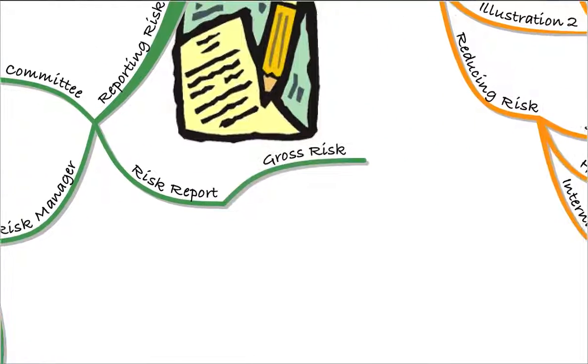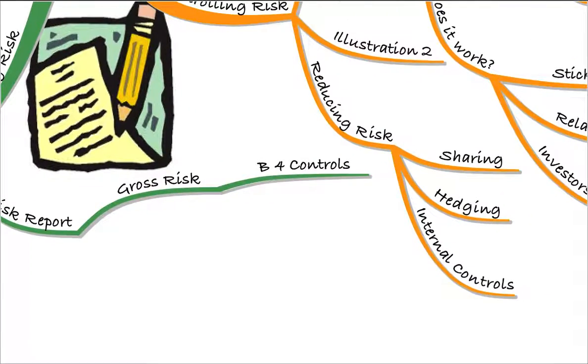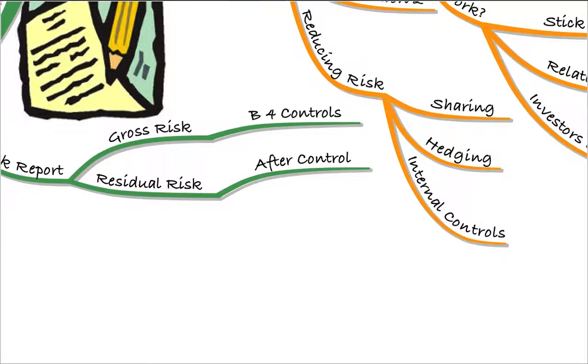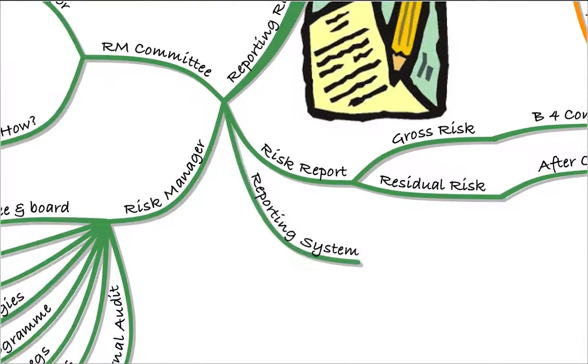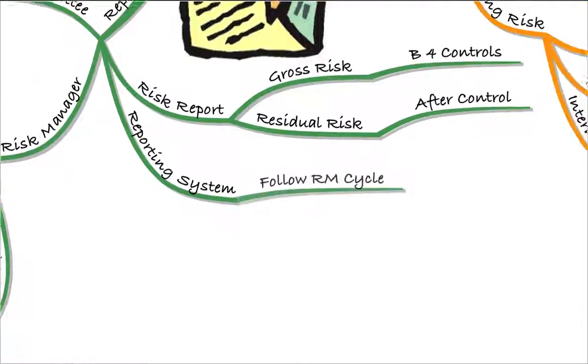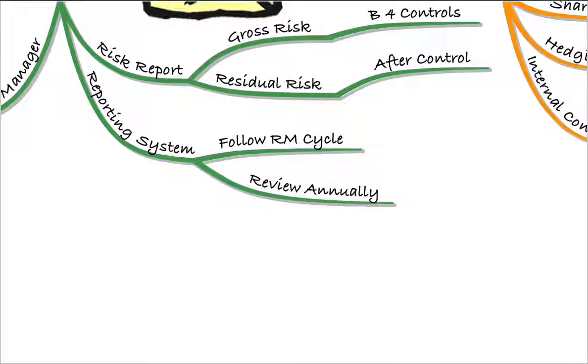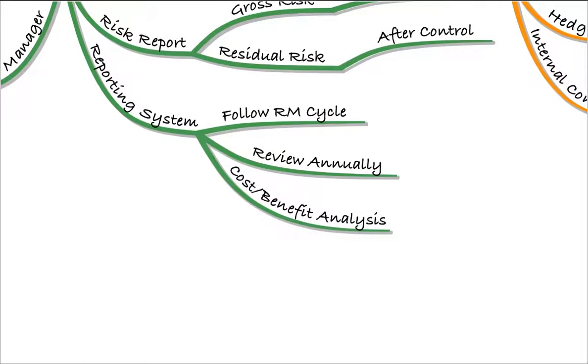We'll also then be responsible for reporting the risk. We'll report the gross risk before any controls are in place and the residual risk after controls are put in place. And there needs to be a reporting system to do that. So that should follow the risk management cycle we looked at in the last lecture and should be reviewed annually. Of course, all risk management must be cost beneficial, so we need to do a cost benefit analysis to make sure that that is the case.